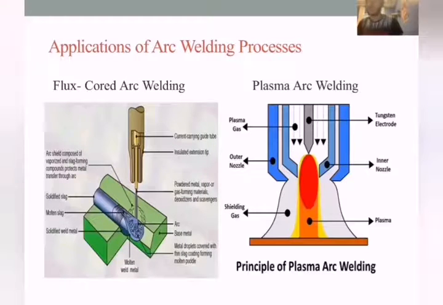As for the applications, as I talked about the consumable electrode and non-consumable electrode, as you can see, flux cored arc welding uses a consumable electrode. As you can see, the electrode that is applying the work is actually becoming part of the molten metal.